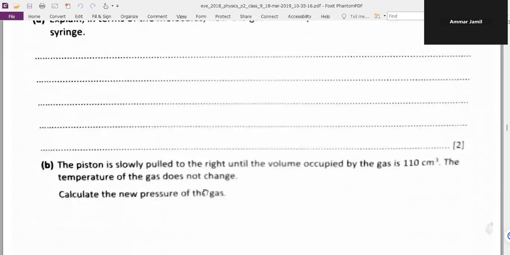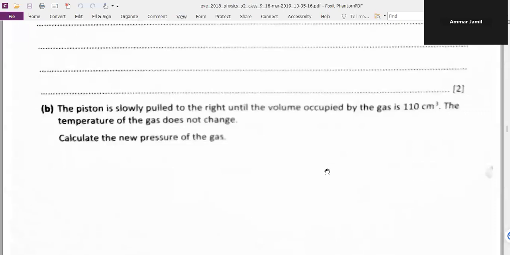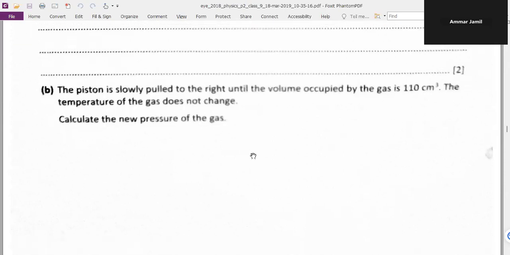The piston is slowly pulled to the right. So the volume is increasing. And you have to calculate the pressure. You will be using P1, V1, P2, V2, where you will calculate the P2.